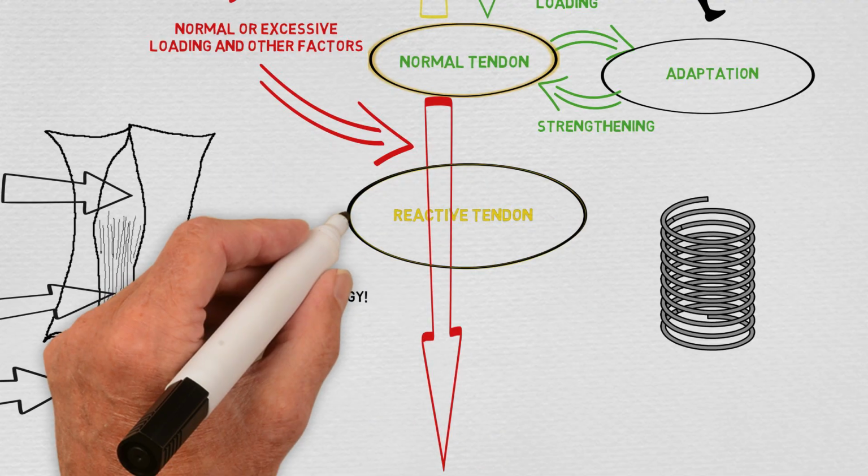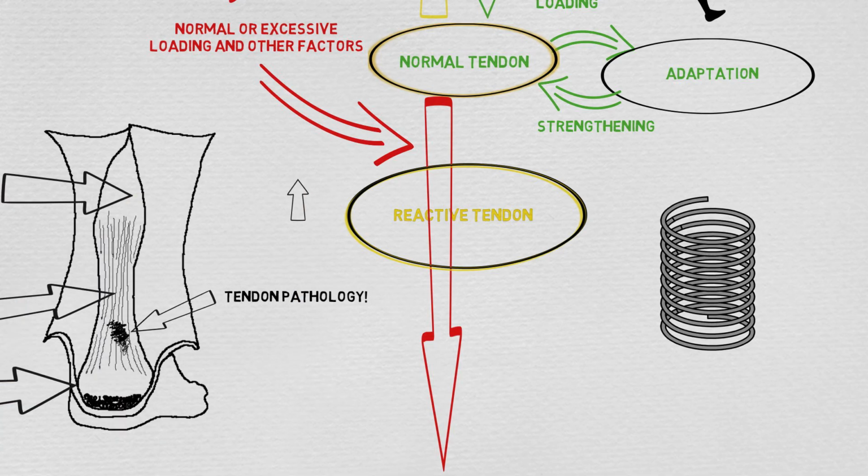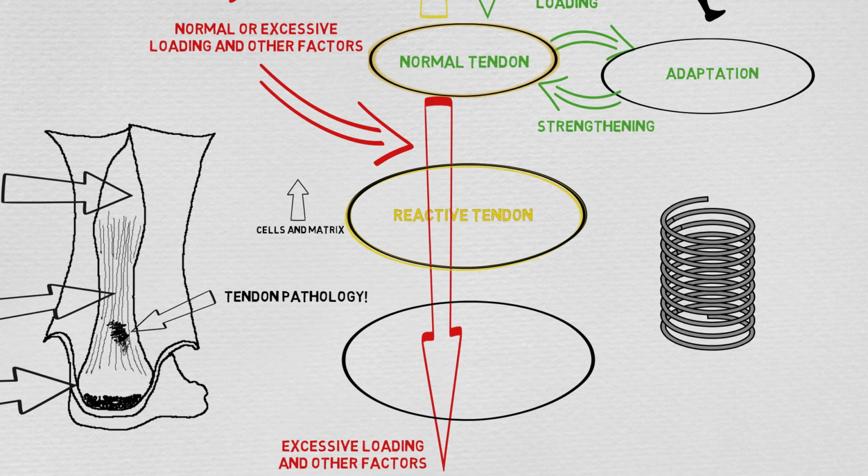The reactive tendon will try and thicken to try and control the load by increasing the number of cells and matrix in the affected portion of the tendon. Although we have stages of tendinopathy, they are not absolute, and here are presented as a continuum. If the load continues to be excessive, we then move along the continuum to a tendon in disrepair.